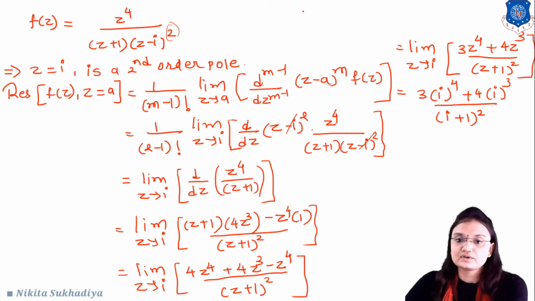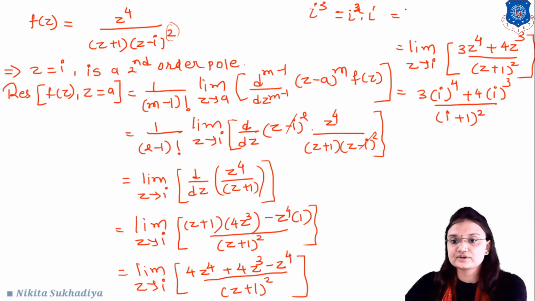So now we know that i raised to 4, what is the meaning of i raised to 4? That is i square into i square, and i square is minus 1. So minus 1 times minus 1, the answer is 1. So the answer of i raised to 4 is 1. Second, what is the answer for i cube? So i cube is nothing but i square into i, and i square is minus 1, so we have the answer for i cube, that is minus i.